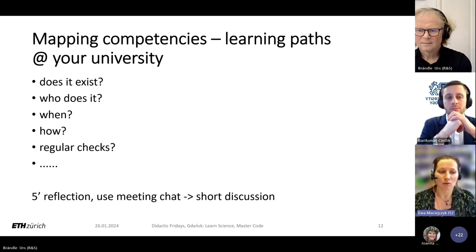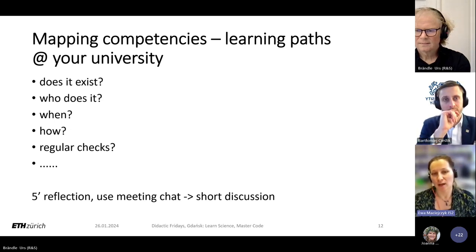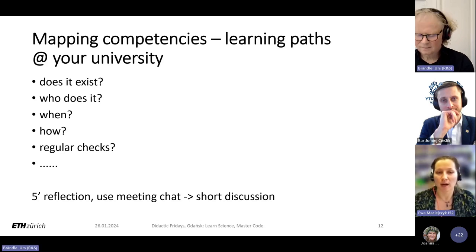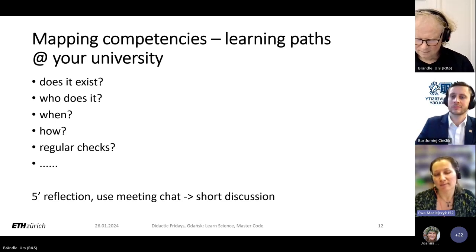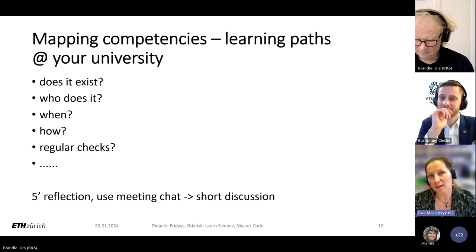And also we just put these competencies in our curricula because we had to, and we check them before we have the accreditation, or we correct them after the accreditation committee. So I think it is not a good situation.